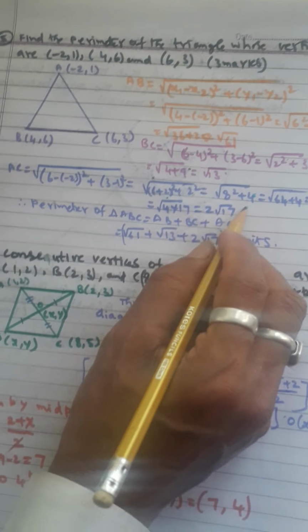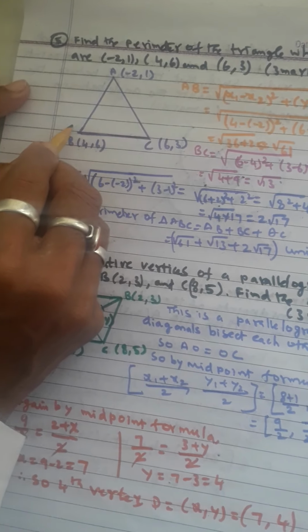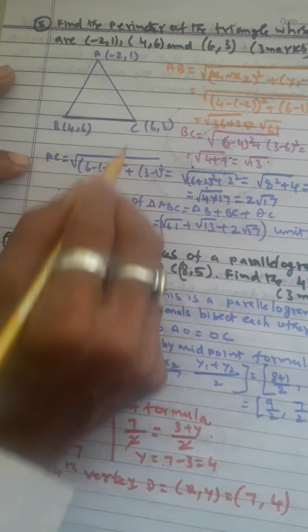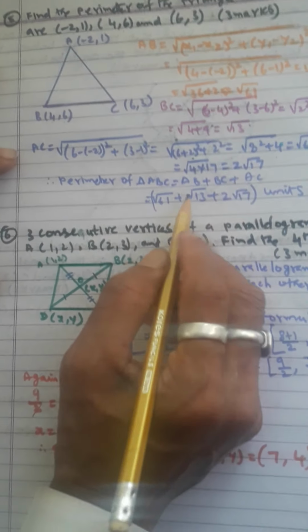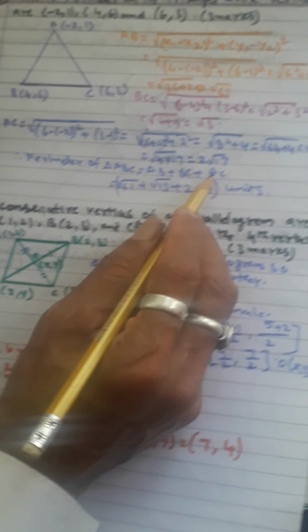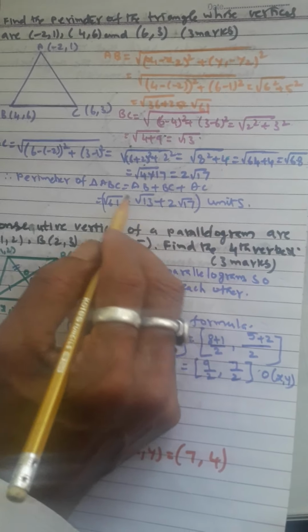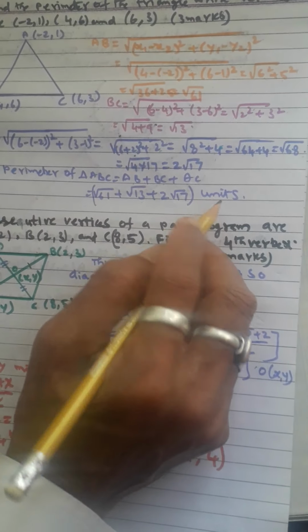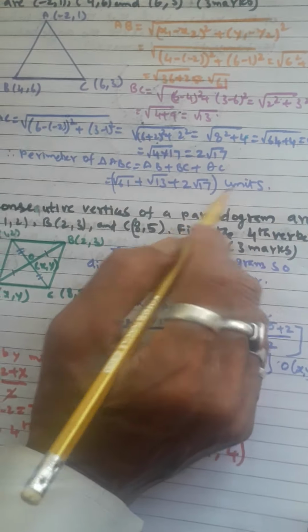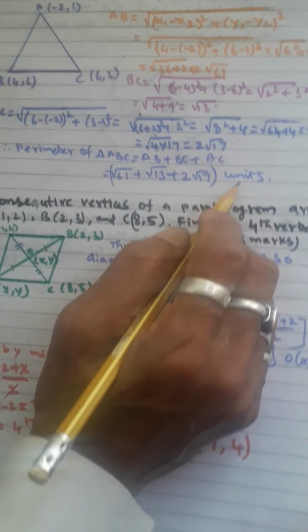Now what is a perimeter? Perimeter means you have to add all three distances, AB plus BC plus AC. That's what I added here. AB value is square root of 61, BC value is square root of 13, AC value is 2 square root of 17. They have not given what type of unit, centimeter, meter and so on, so you write only units. So this is the answer for this question.